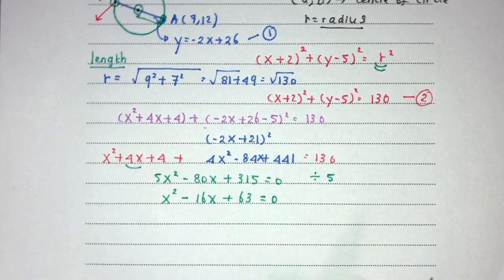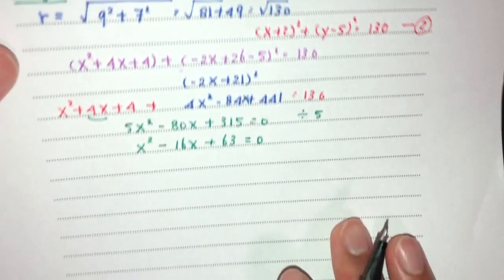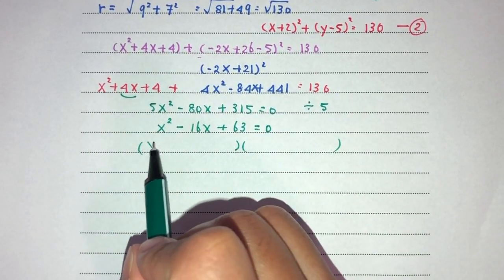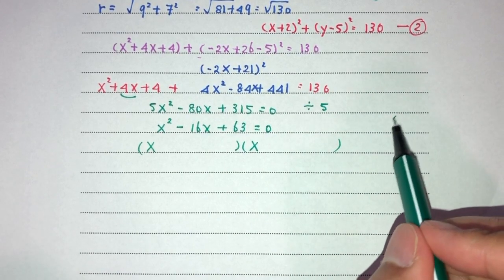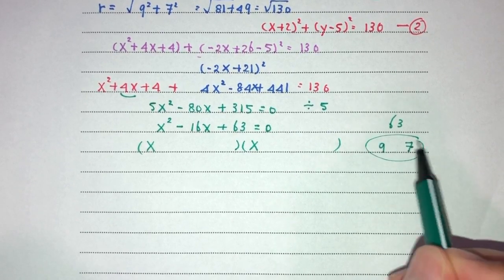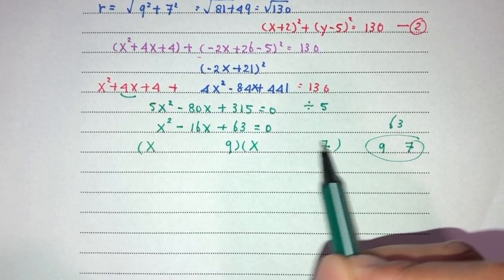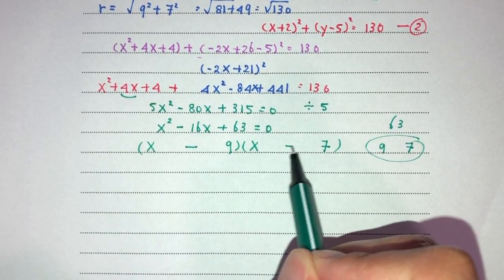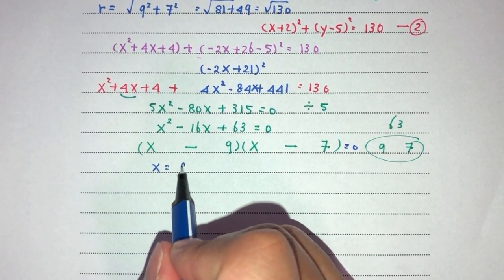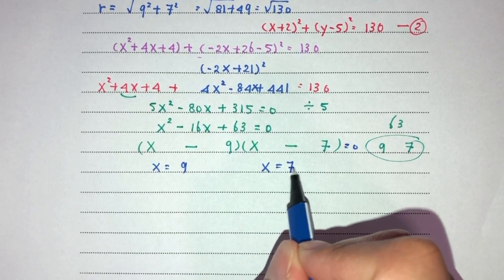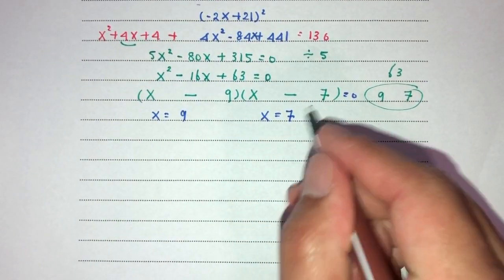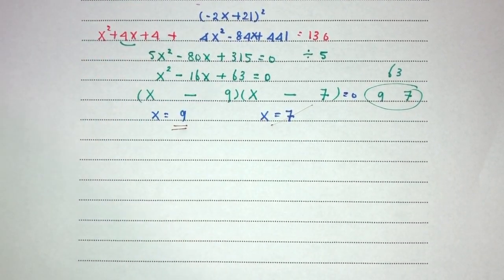Now, you can solve this by using your formula, or you can factorize, that's up to you. Now x squared is x times x. Now 63 is what? I know it's 9 times 7. So I'll use this pair: 9 over here, 7 over here. Minus 16 should be minus 9 minus 7. Solve. x can be the value of 9 or x can be the value of 7. But here we have 7 already, so we don't need to look into this one. Look into this one.